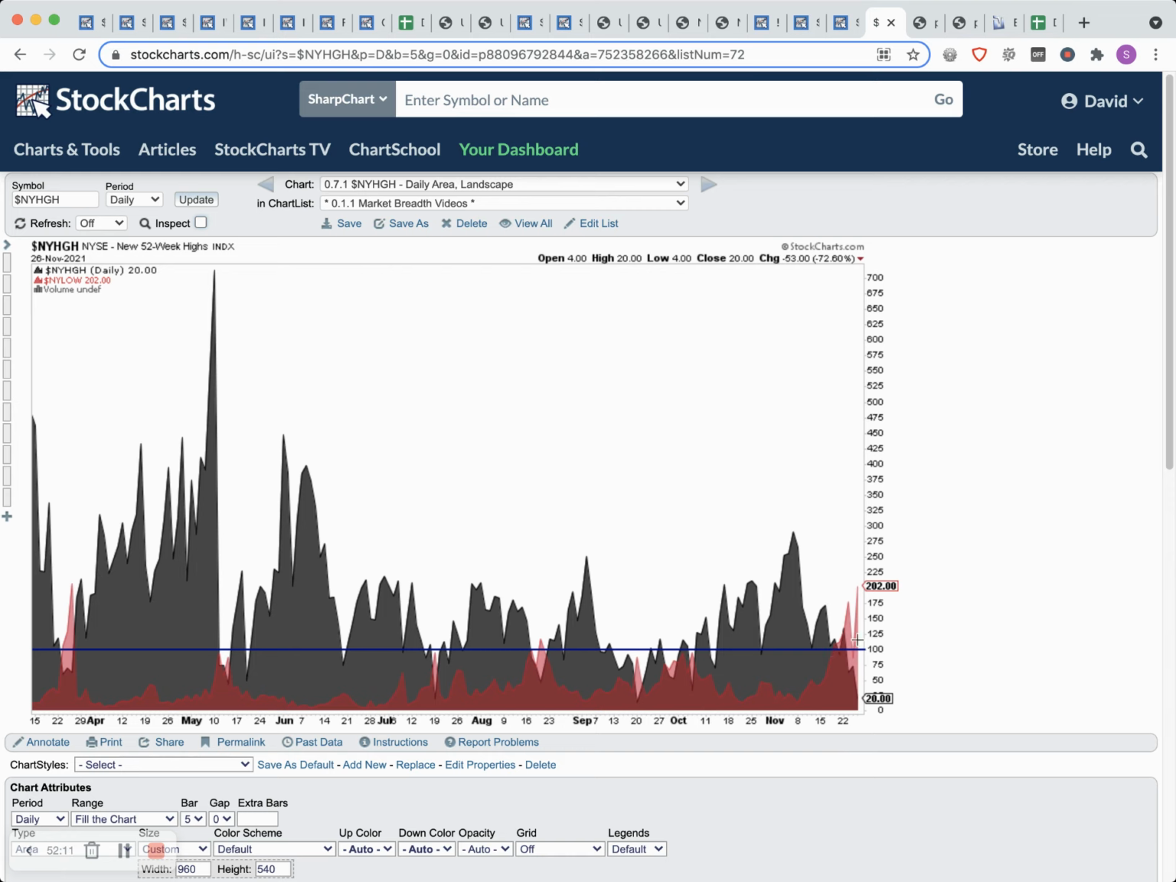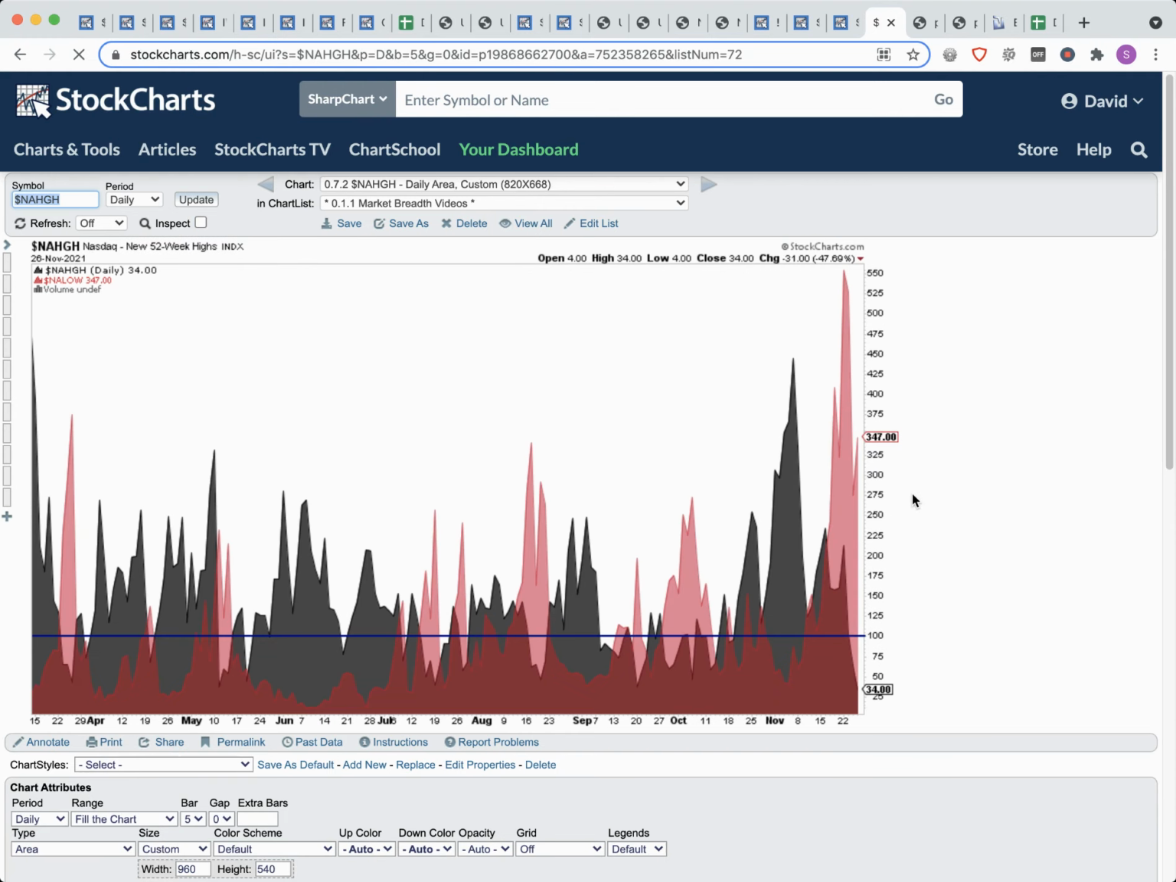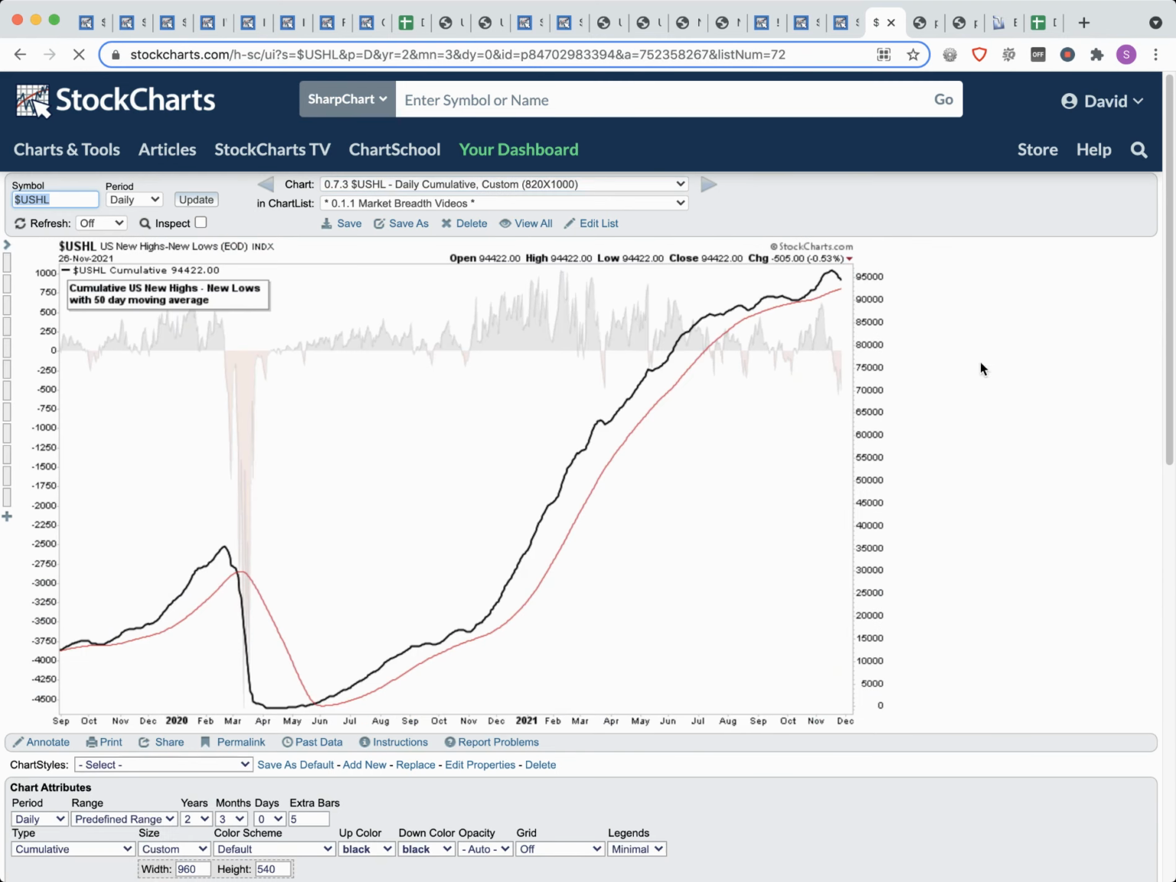So above this key 100 level, you can see the new highs has dropped off and was low down at 20 Friday. The Nasdaq has been peaking for a little while here, the highest amount all year into November here. So this has been giving some early clues. A cumulative chart still above its 50-day moving average at the moment. So it went on to a buy signal back in May last year, and has remained on a buy signal throughout.